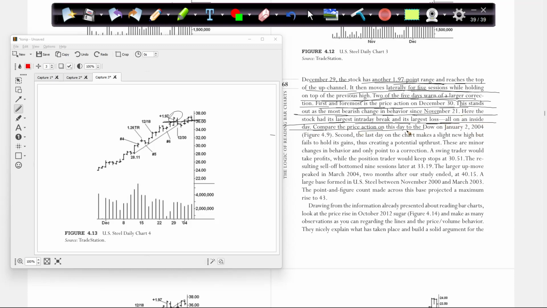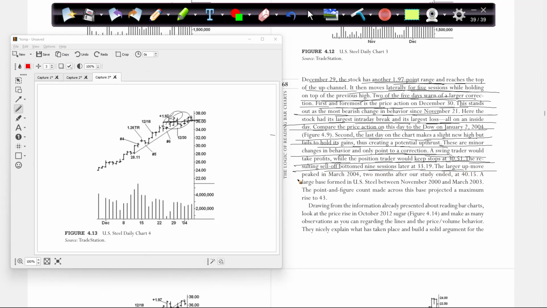Compare the price action on this day to the Dow on January 2nd, 2004, figure 4.9. Second, the last day on the chart makes the slightest new high but fails to hold its gains, thus creating a potential upthrust. These are minor changes in behavior and only point to a correction. A swing trader would take profits while the position trader would keep stops at 30.51. The resulting sell-off bottoms 9 sessions later at 33.19.